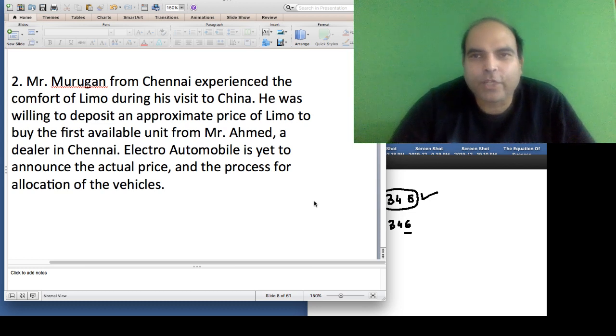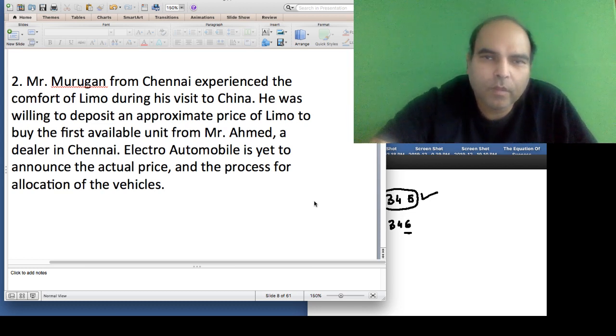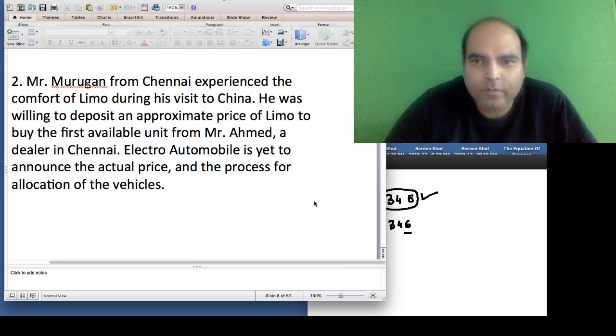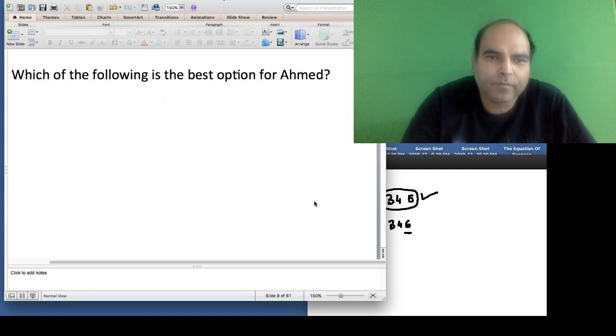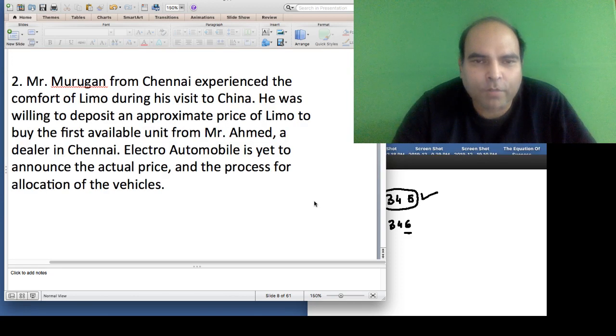Let's look at the second question now. Mr. Murugan from Chennai experienced the comfort of Limo during his visit to China. He was willing to deposit an approximate price of Limo to buy the first available unit from Mr. Ahmed, a dealer in Chennai. Electro Automobile is yet to announce the actual price and the process for allocation of vehicles. Which of the following is the best option for Ahmed?